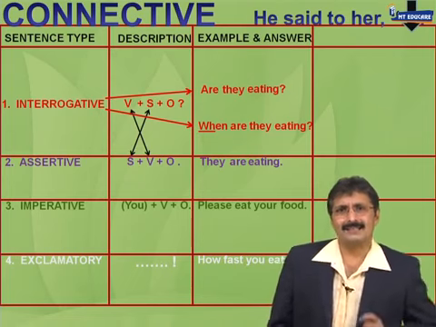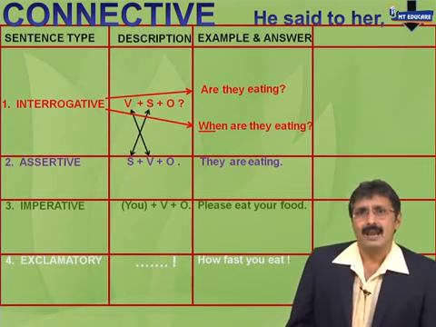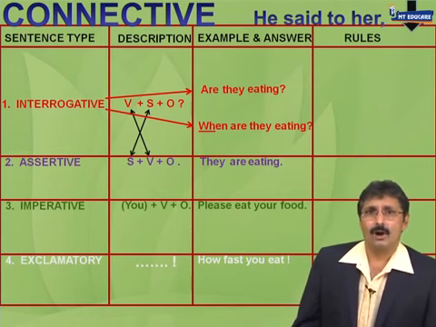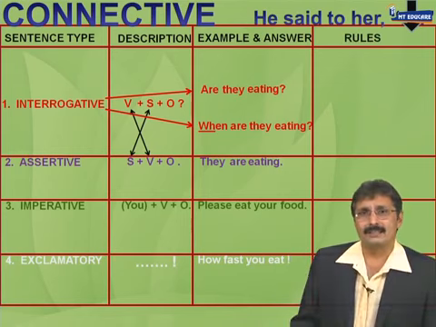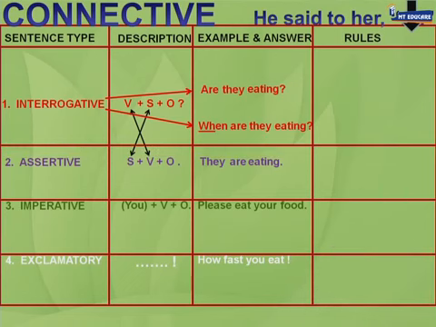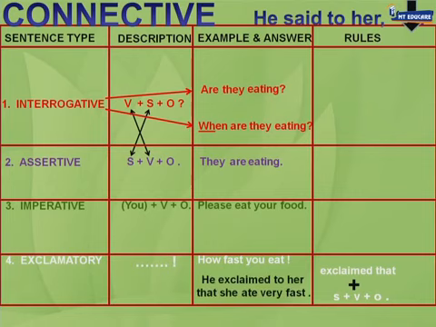Let's take the last sentence first, the exclamatory sentence. He said to her, how fast you eat. The answer is on your screen, coming up now. But look at the rule first. Here is the rule for all exclamatory sentences: exclaim that plus subject plus verb plus object, full stop. So the answer to he said to her, how fast you eat, is he exclaimed to her that she ate very fast. Very simple.